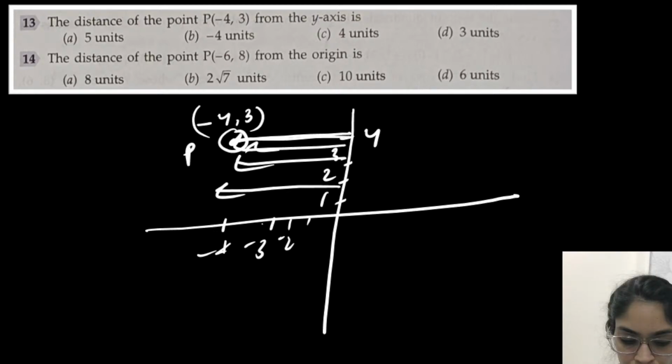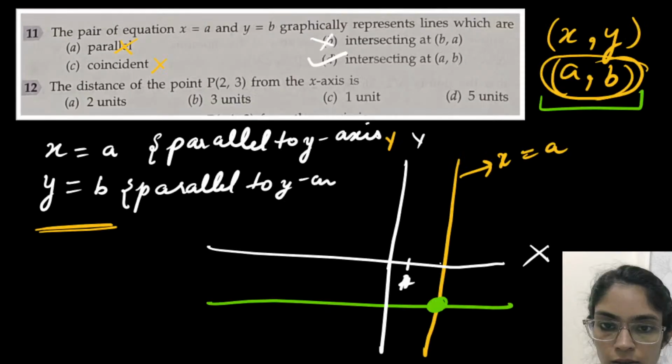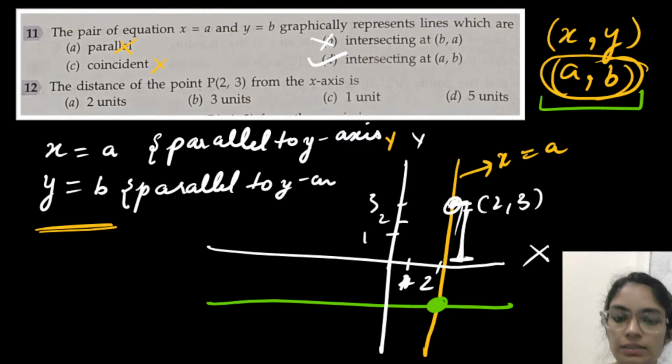I missed one question. One second, let me check. Okay, I just missed one question. Yes, the 12th one I didn't do. The distance of the point 2 comma 3 from the x-axis. So 2 comma 3 will lie at this point. This is 1, this is 2, so somewhere here it will lie. 1, 2, 3. So 2 comma 3. Its distance from the x-axis, this is the distance. So this is 3 units.